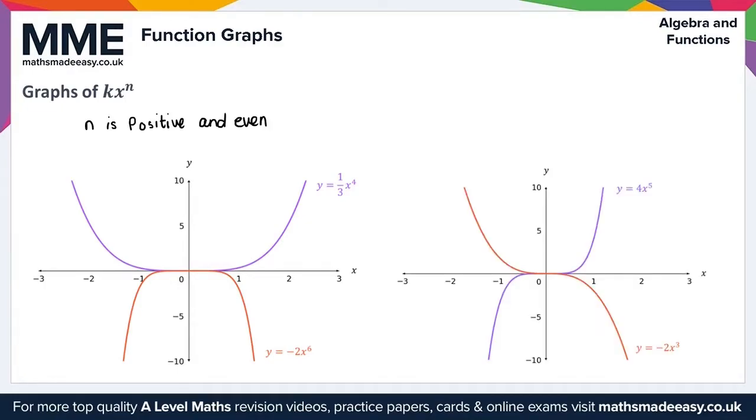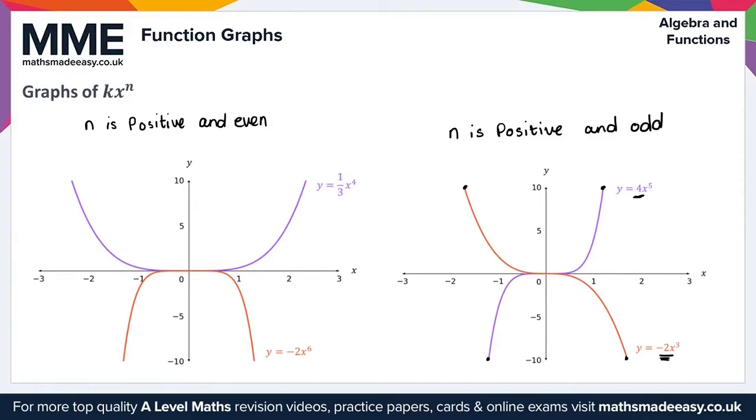If we take a look at two more curves here, this is when n is positive and an odd number. So here now we notice that the graphs either go from the bottom left to the top right, that's when k is positive, we've got 4 there, or they start in the top left and go to the bottom right, and that's when k is negative, we've got -2 there. Essentially the graphs go from corner to corner there.